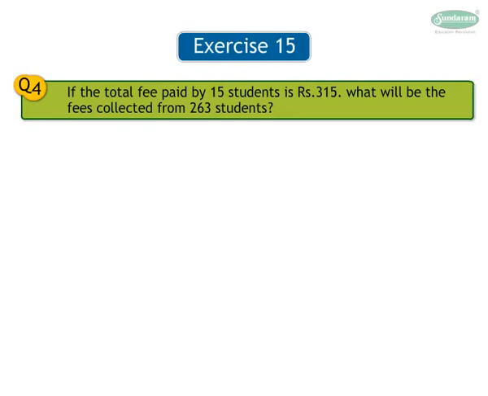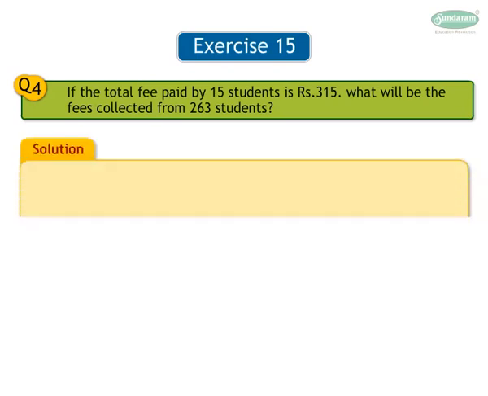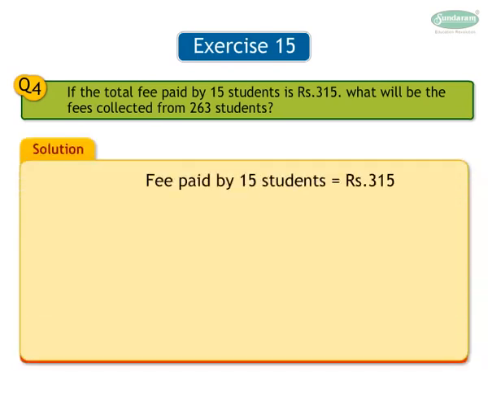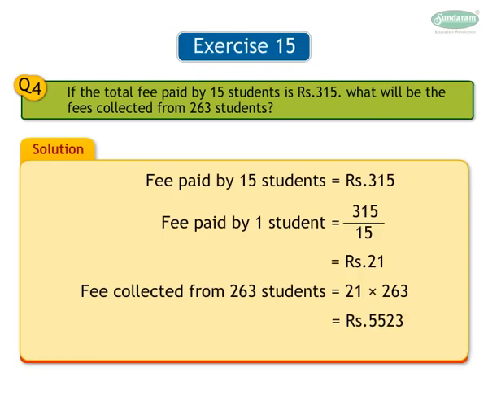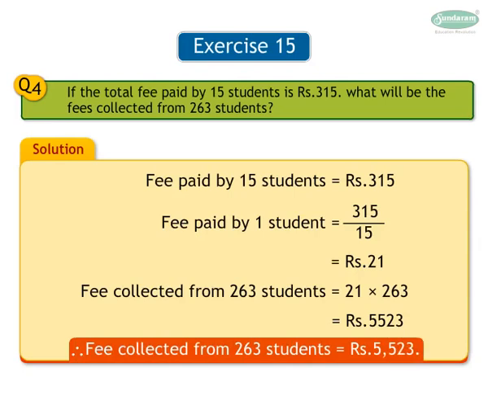Number 4. If the total fee paid by 15 students is rupees 315, what will be the fee collected from 263 students? Solution. Fee paid by 15 students is equal to rupees 315. Fee paid by one student is equal to 315 upon 15, is equal to rupees 21. Fee collected from 263 students is equal to 21 into 263, is equal to rupees 5,523.